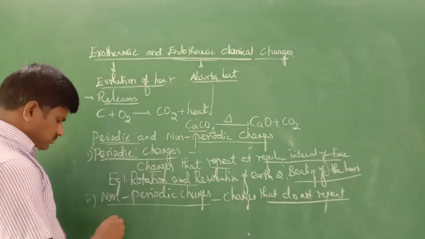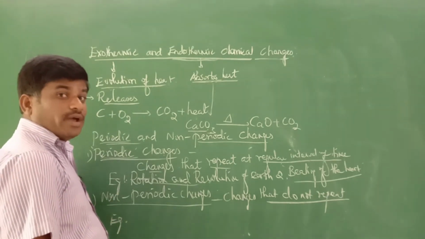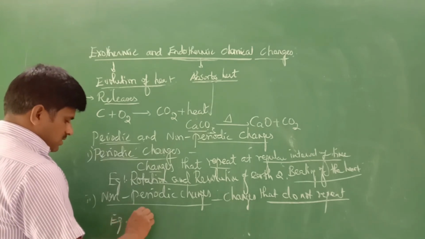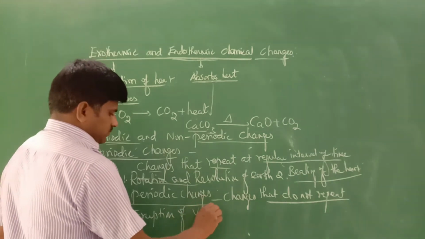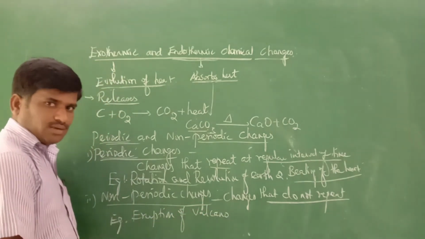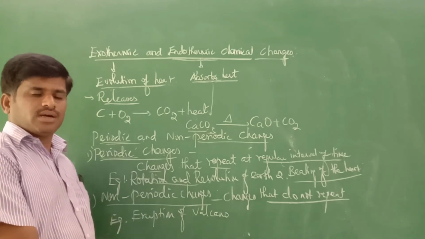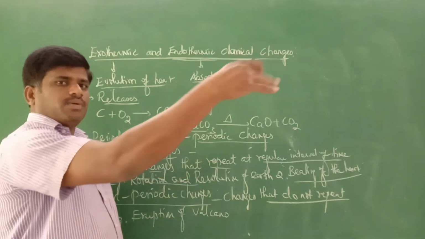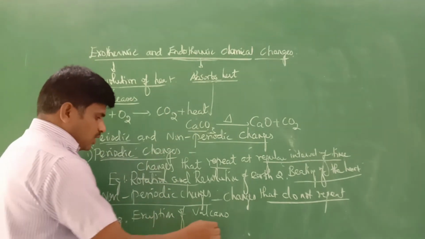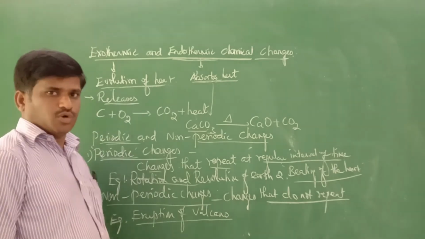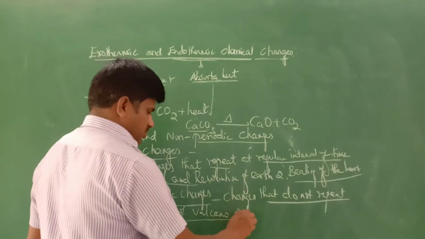For example for the non-periodic: eruption of volcanoes. I can give this as an example for non-periodic. Suppose a volcano erupts at a particular time this year, it may not happen next year at the same time, in the same place. That's called volcano eruption. This is an example for non-periodic. Now the second, very interesting example.